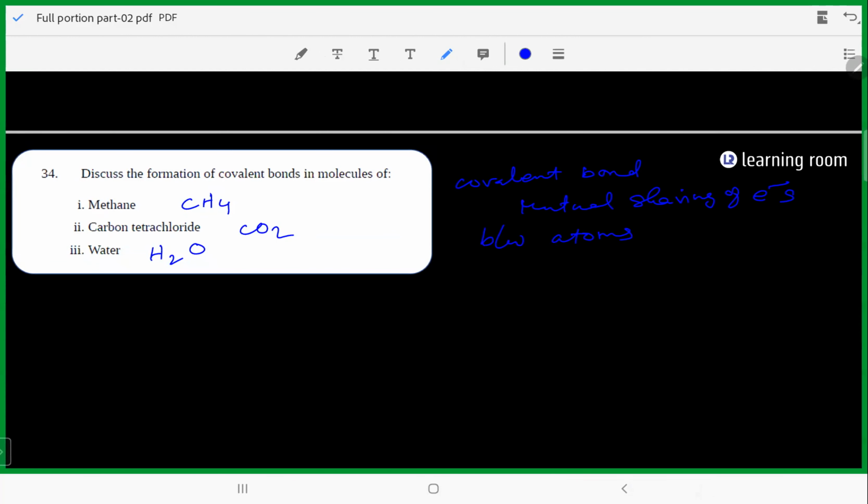Yes, sir. When you have a covalent molecule like methane, CH4, the center atom carbon has atomic number 6, and the electronic configuration is 1s2, 2s2, 2p2. This means carbon has 4 valency. So the valency is 4. So it has the tendency to form bonds, and it shares those 4 electrons with the 4 hydrogen. As a result, the carbon atom will link to the 4 hydrogen.